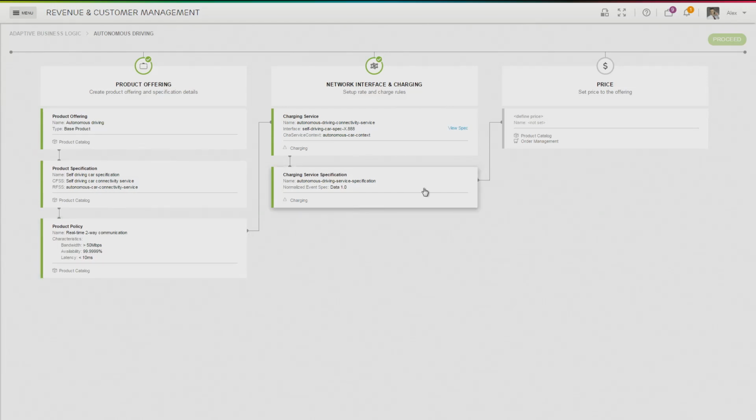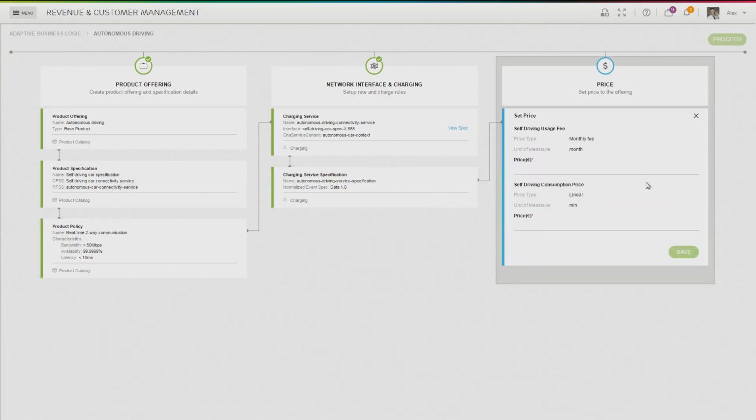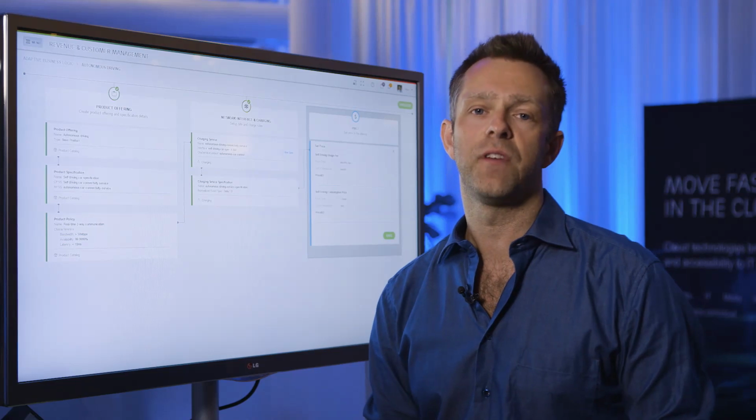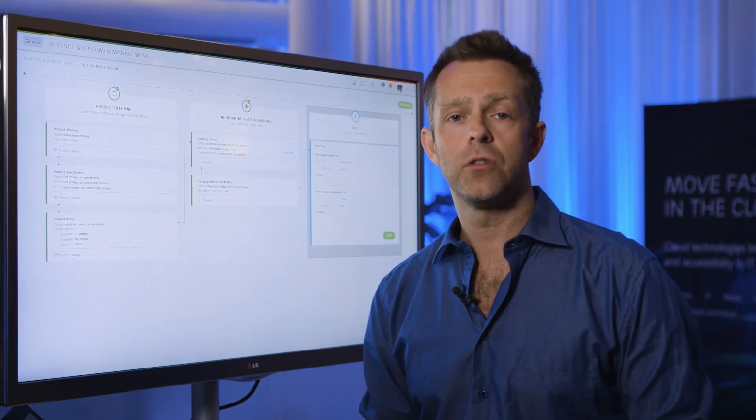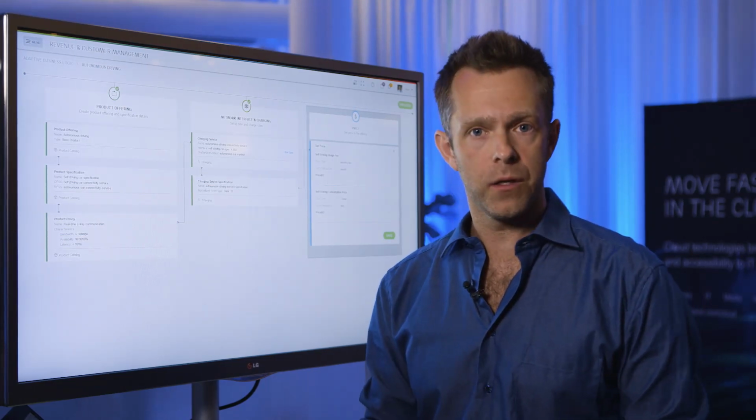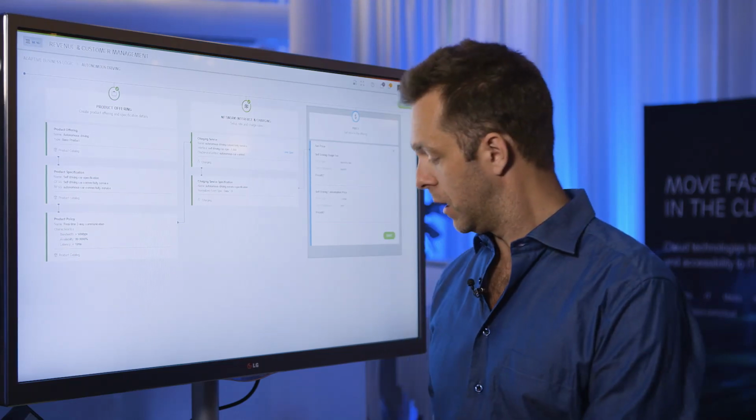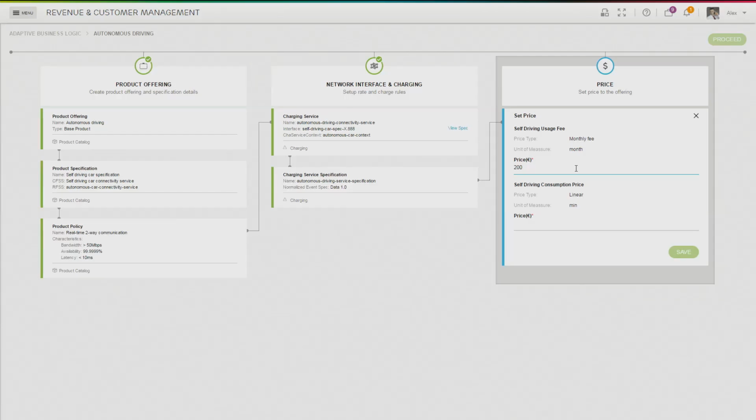I'm also going to set a price on this. And for this, there is a dedicated 5G slice. So we're going to charge a monthly fee. Whether they're using it or not, it's a monthly fee. I'm going to set that price on 200 euros. And then the self-driving car also uses, of course, the actual communication, and that will be charged per minute. So let's say it's 3 euros per minute.